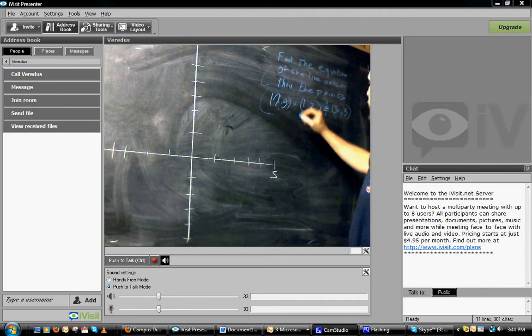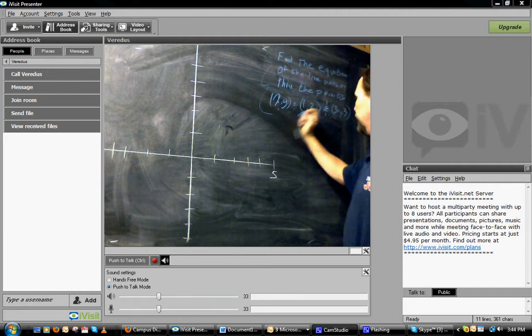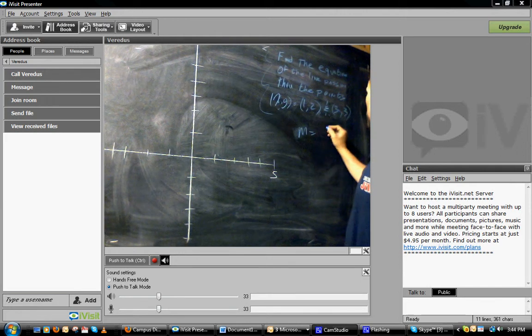So anyway, the question asks us to find the equation of the line passing through those points. And the equation to find the slope of a line is this: m is equal to y2 minus y1 over x2 minus x1. And this is x, y, as I've indicated here. This is x1, y1, x2, y2.